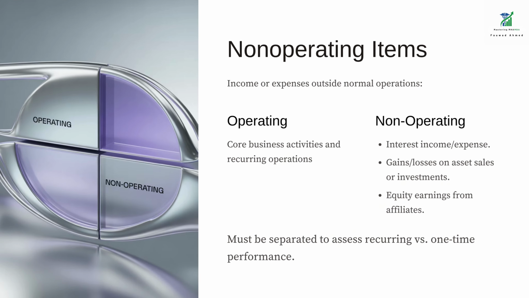Section 3, Non-operating items and the bottom line. Other income and expenses. Companies also record gains or losses from non-operating activities, things not central to their main business. These include interest income or expense, gains or losses from selling investments or equipment, earnings or losses from affiliated companies. Analysts separate these from operating results to avoid confusing one-time events with sustainable profit.